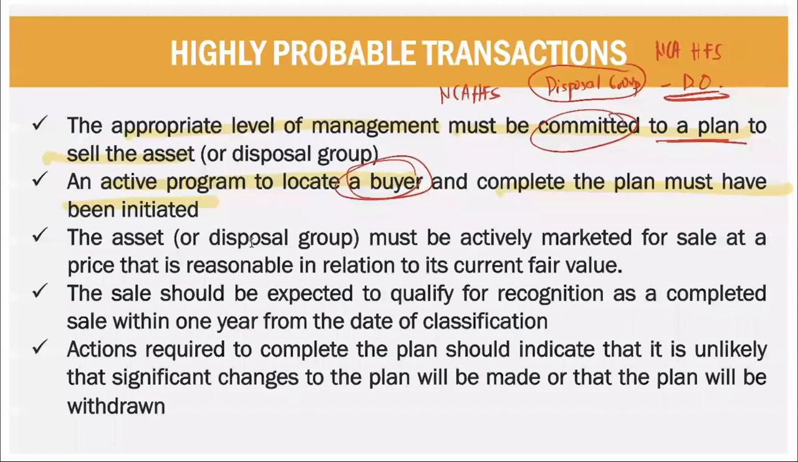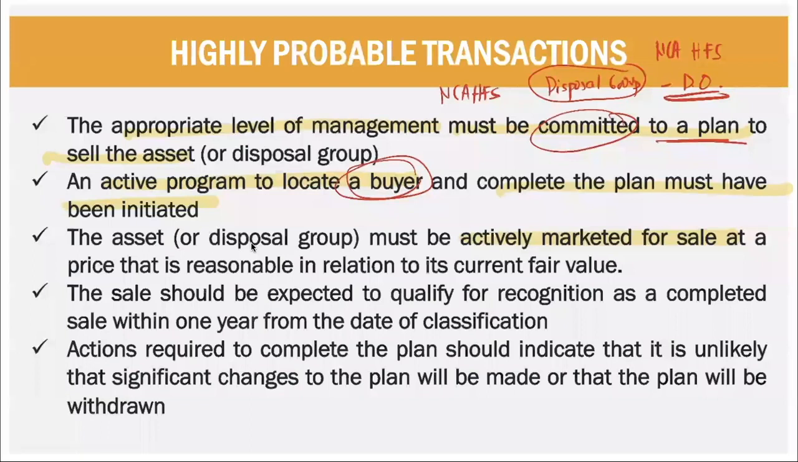Third one, the asset or disposal group must be actively marketed for sale at a price that is reasonable in relation to its current fair value. So the important words here are actively marketed for sale. So you should also market your asset that is held for sale. So remember, you have a non-current asset. Now you identify it as held for sale. Once you identify it as held for sale, you do these things. You actively market it for sale. So that is either marketing costs or advertising costs that you incur as you are selling your non-current asset.